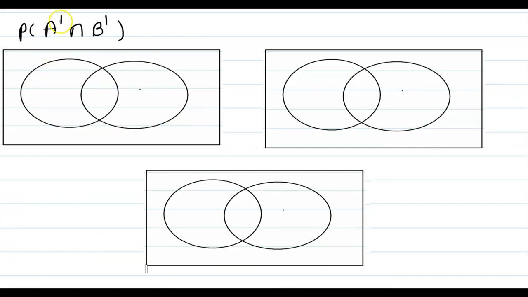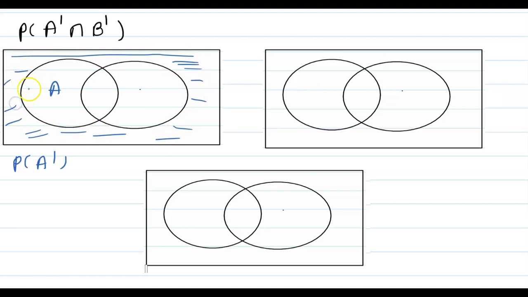So here it is P of not A intersection not B. We will do it step by step. First we are going to construct P of not A. As I told you, it is not A, so you can shade everything except A. I have shaded everything except A. We are not going in the area of A. So this is A.